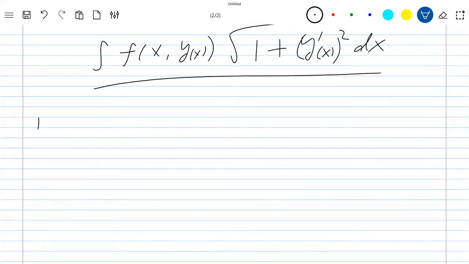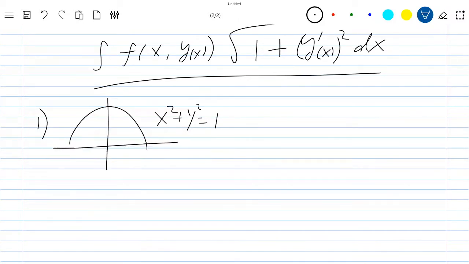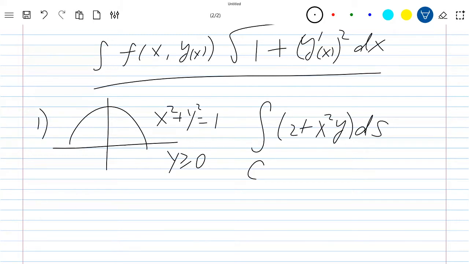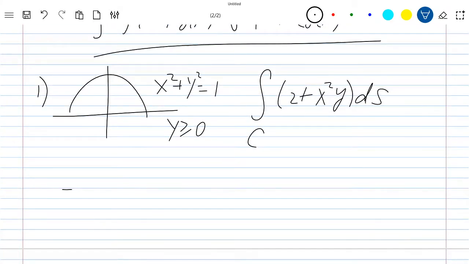Alright, let's see some examples. Suppose you are given a semicircle, x squared plus y squared equals 1, and let's consider the top half, so y is a non-negative number. Of course we know the length of this, it's just pi. Let's find the integral of the function x squared plus x squared y over this curve. So we need to parameterize this. Well, there's a very simple parameter, just theta, and theta goes from 0 to pi.